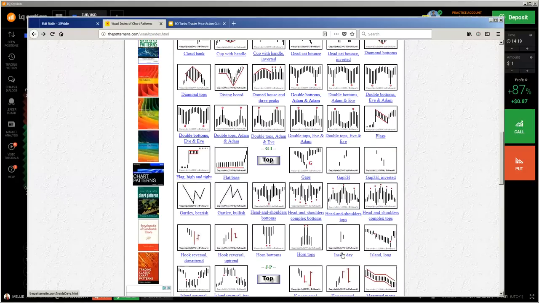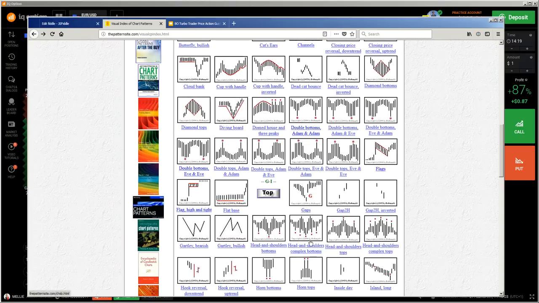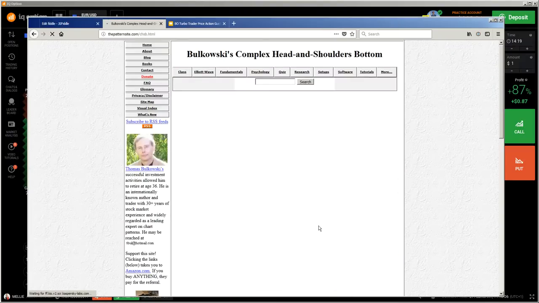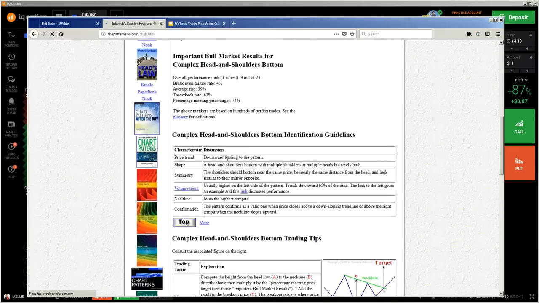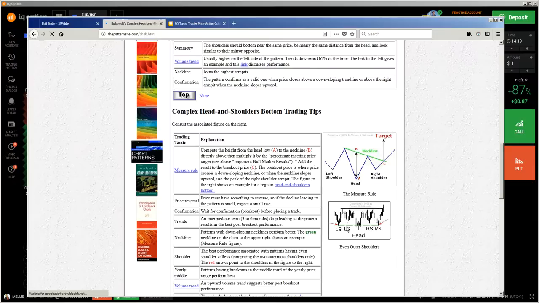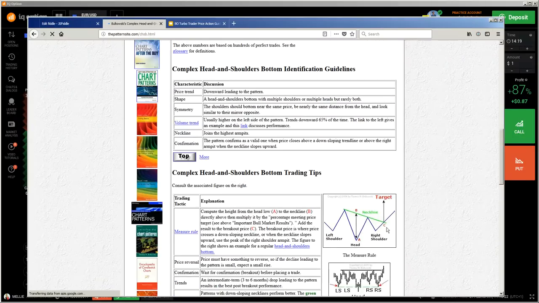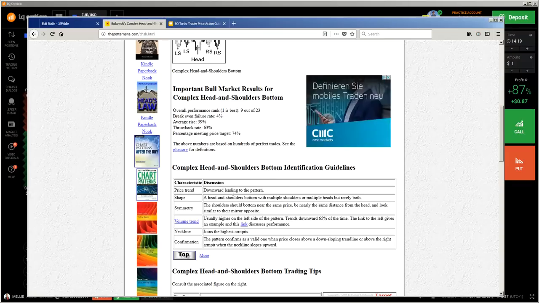Look at this. There are so many here. Head and shoulders, complex bottom. How the hell will you identify something like this? You need an indicator for this, to identify something like this, and then let me see how often it will succeed. Downward leading to the pattern. Mostly it will be leading downward, if you have this complex head and shoulders bottom. But it looks like it's going up. What is it trying here? Downward leading to the pattern. What does this mean? I don't know.